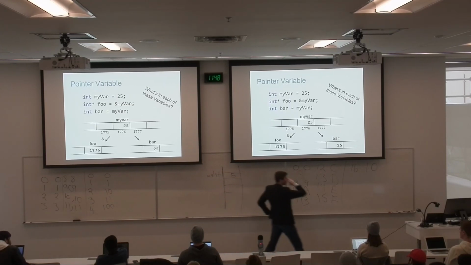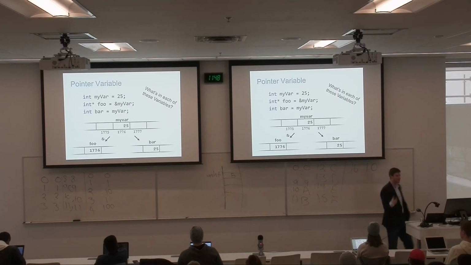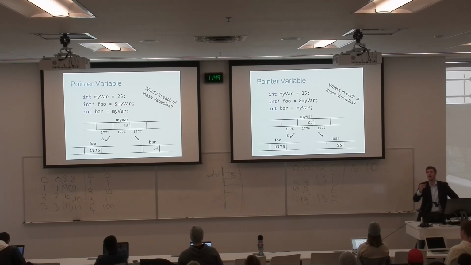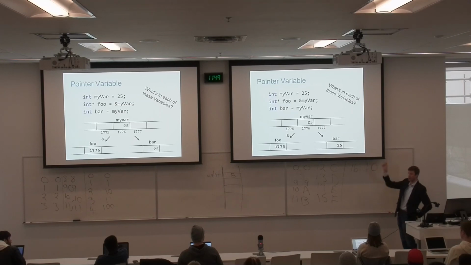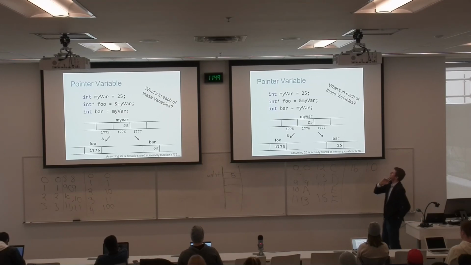So when I use equal, it does the assignment of what the value is. What's the value inside that variable, in the case of having a variable? But what would happen if I created a new variable called int star fun equals foo? Well, it copies over the contents of that variable. So what would be copied over? 1776.